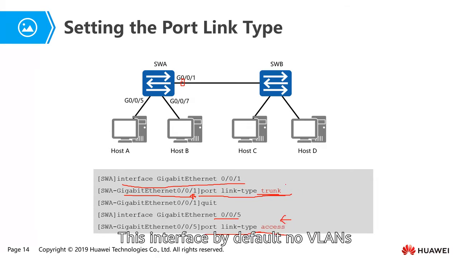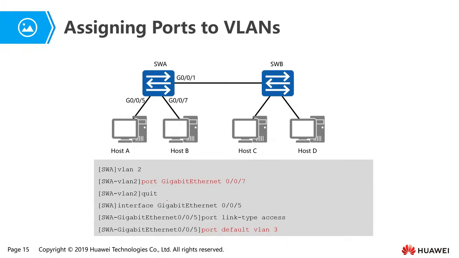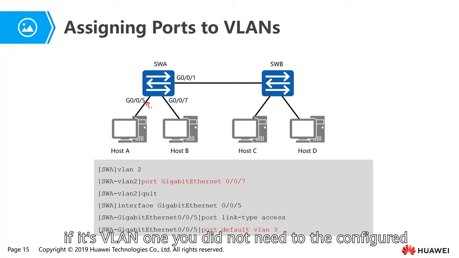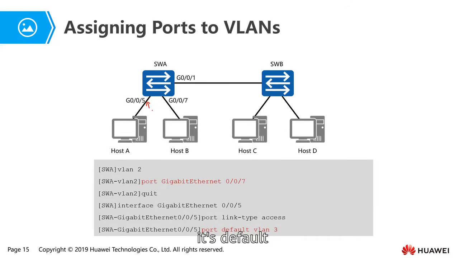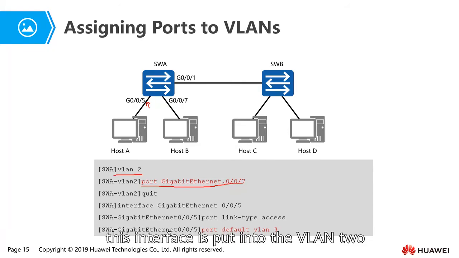If you do not specify, this interface by default belongs to VLAN 1, and by default no VLANs are allowed to pass on this interface. On the access interface, if you want to assign VLANs other than VLAN 1, you need to configure it. If it's VLAN 1, you do not need to configure, it's the default. If you want to assign it to VLAN 2, you can use the port command under VLAN 2, and this interface is put into VLAN 2.